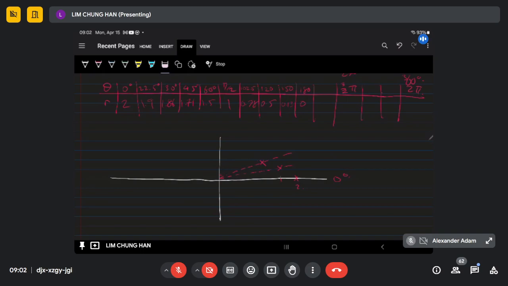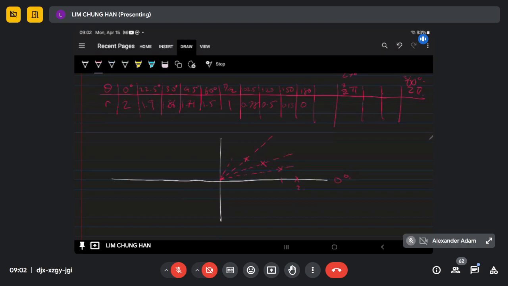So basically you keep doing this. Say 45 degrees, you draw the 45 degree line, and then it's 1.71. It's there. Next, 60 degrees, you draw the 60-degree line, and then it's 1.5. Maybe it's there. Next, pi over 2. Pi over 2 is 90 degrees. It's that vertical line there. It's 1. Maybe it's there.